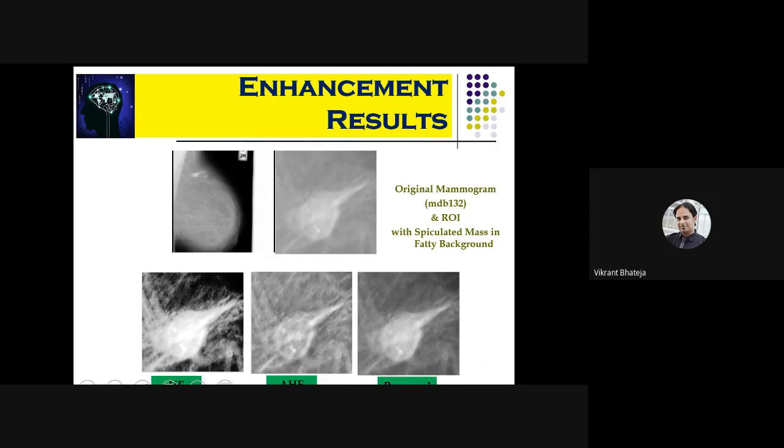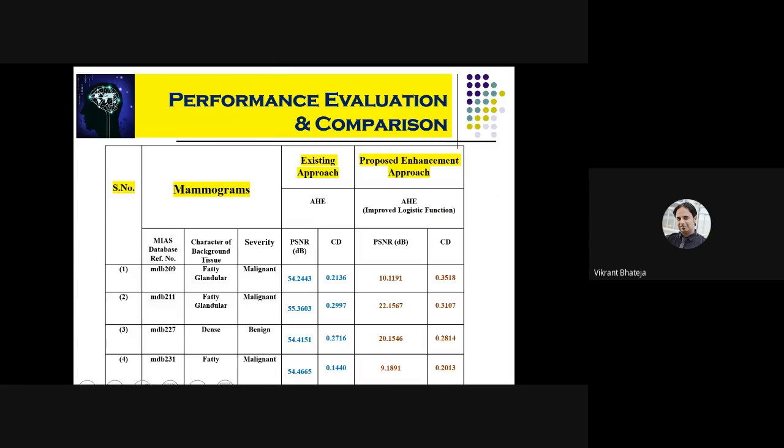This is another view. You can see that again you have the original image, this region of interest. This is the response of histogram equalization, AHE. And now if you change the function, with this kind of proposed function, this kind of results are available. Now again, we have changed the tuning parameters. So once we have changed the tuning parameters, again we have tried to do the image quality assessment. So again we have calculated PSNR and contrast difference.